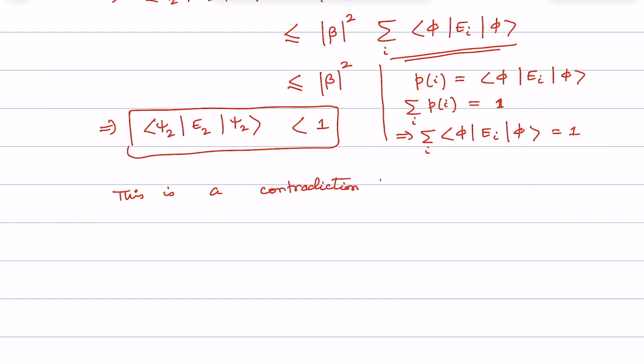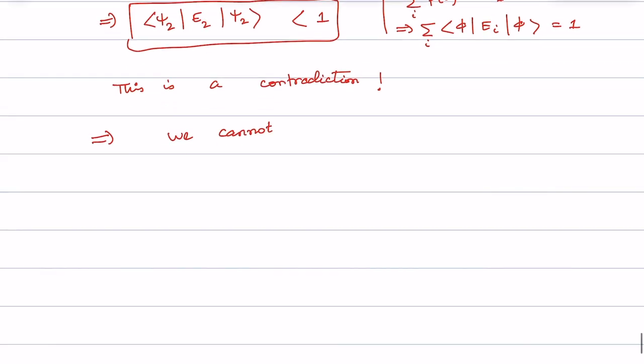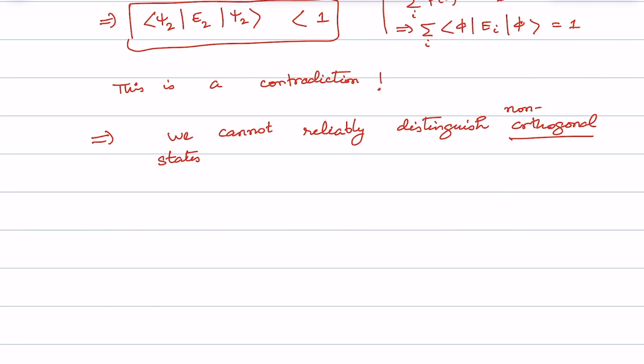So what does it mean? This means that we cannot reliably distinguish non-orthogonal states. We cannot reliably distinguish non-orthogonal states |psi 1> and |psi 2>.